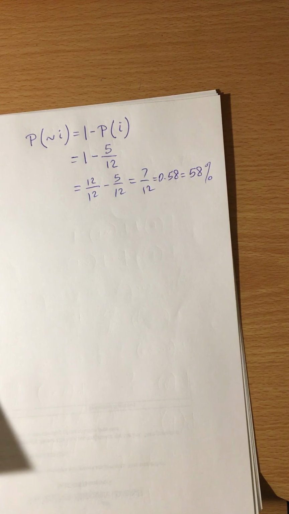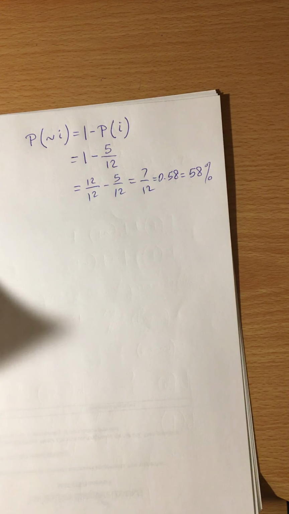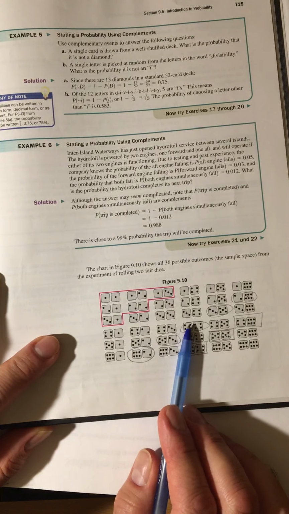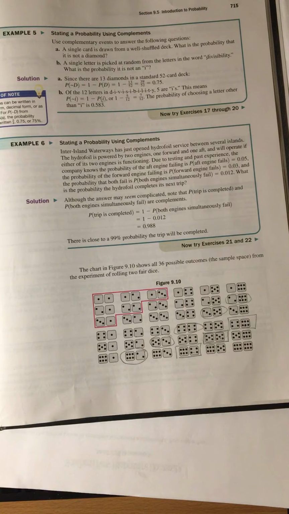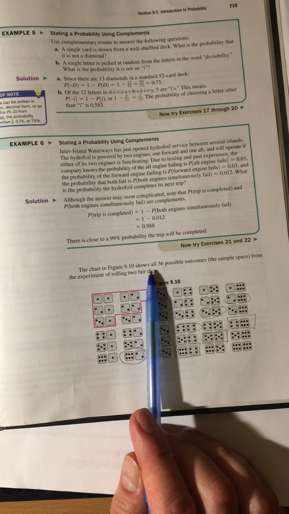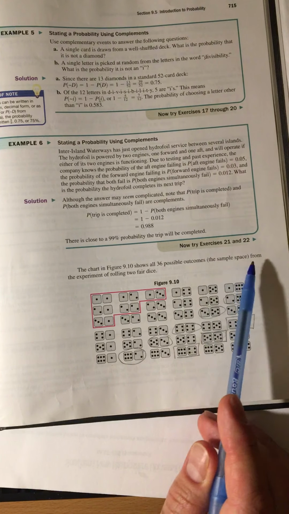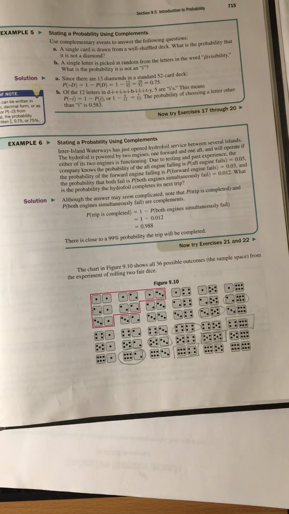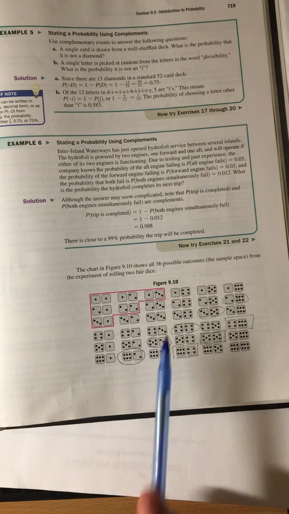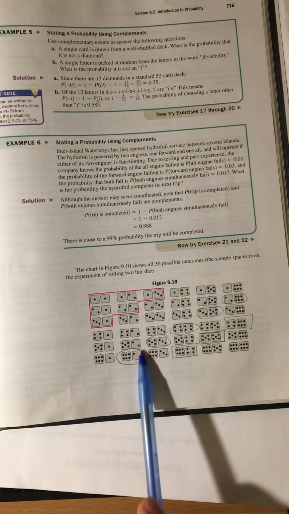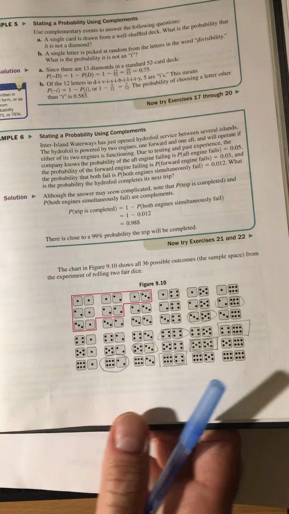Let's take a look at example 7. Before we get to example 7, I would like to point out this figure at the bottom of page 715. It says the chart in figure 9-10 shows all 36 possible outcomes from the experiment of rolling 2 fair dice. Make sure you remember this page because you might need it for your homework or for a quiz or a test, so you don't have to redraw it for yourself.